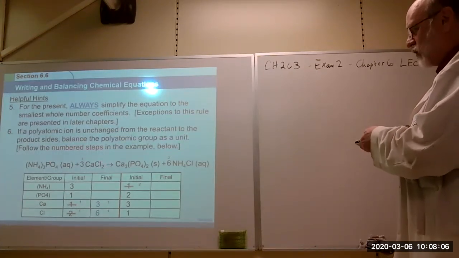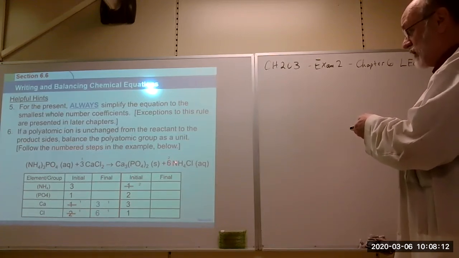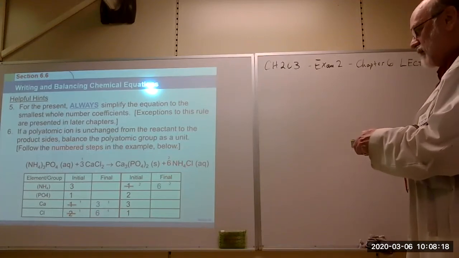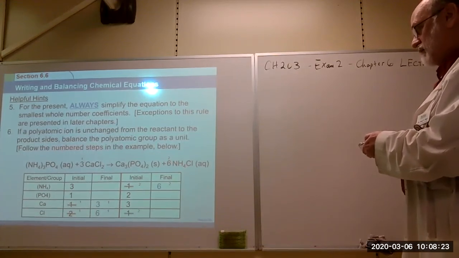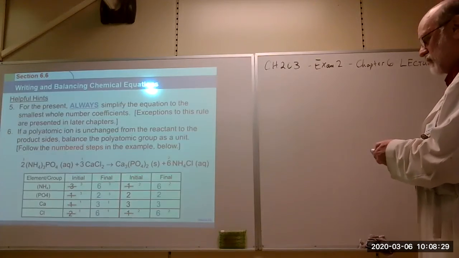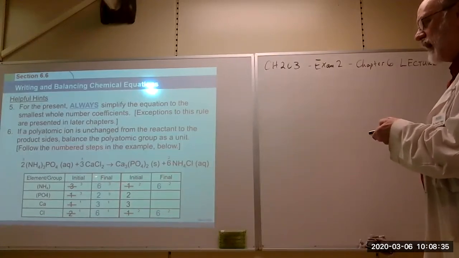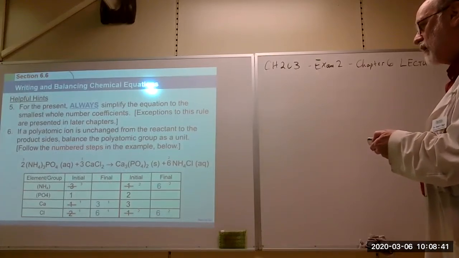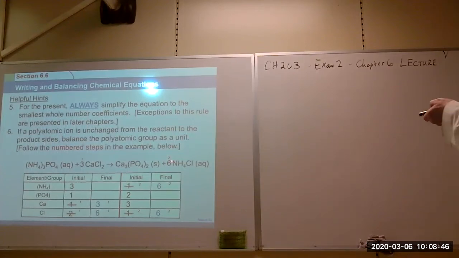Right. Then for the second one, I'm going to put a 6 in front of this, so that I can have 6 chlorines because I got 6 of them down here. So if I do that, that gives me 6 chlorines and 6 ammoniums. Okay, so at this point, we've got 6 in front of here.